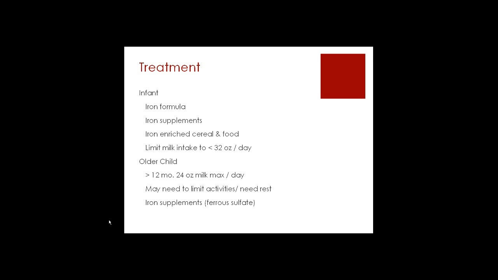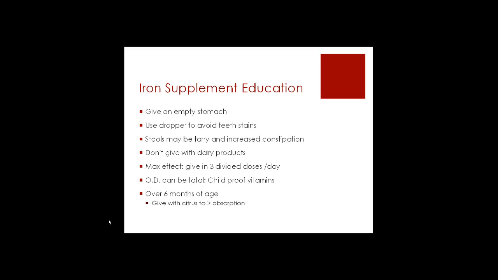So when giving an iron supplement, it is really important that you provide education for your families. Typically, iron supplements are dosed by 3 to 6 milligrams per kilogram per day and are divided in 3 doses. It's really important that we encourage our families to administer the doses ordered. Give on an empty stomach. Use a dropper to avoid teeth stains.